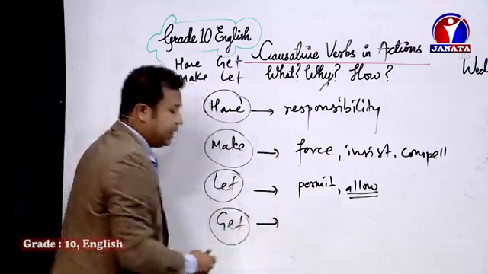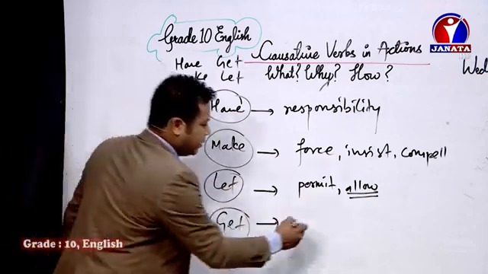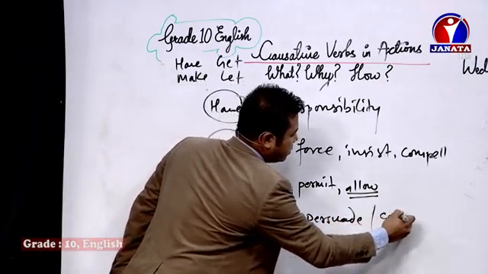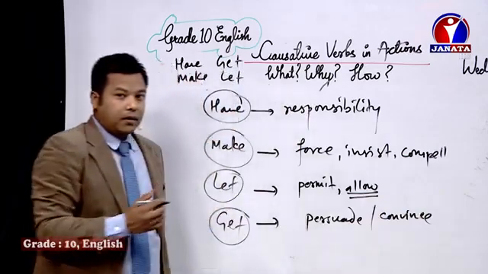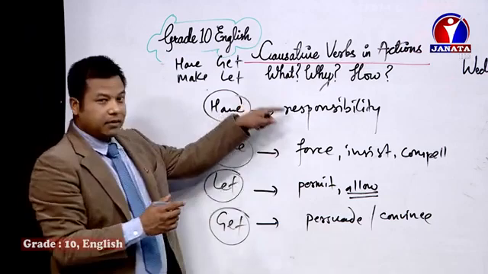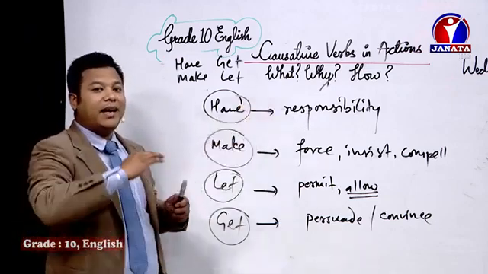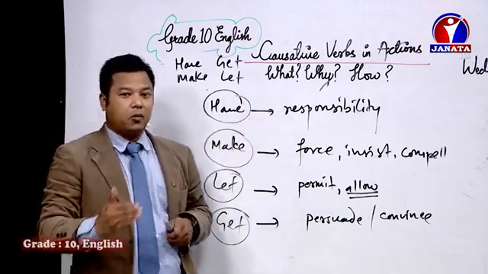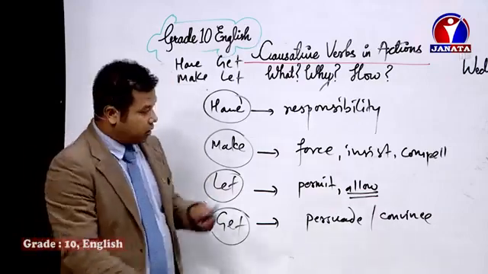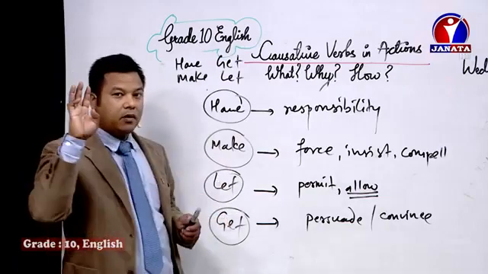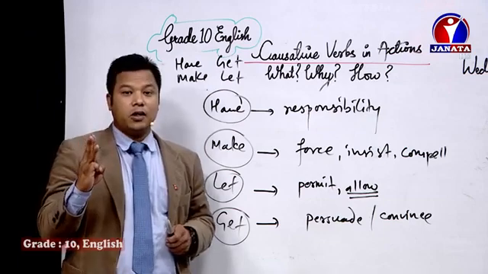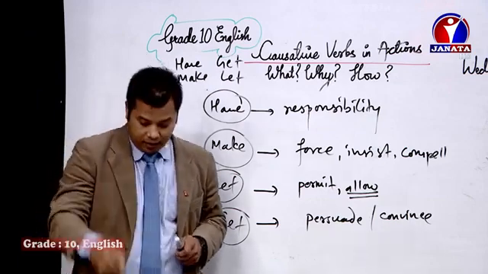Now, what about get? Get is a little interesting. It is to persuade or convince someone. If you have got the idea of these, then you can move on with any sorts of causative examples, which we're going to play one after another now. So remember these 4 concepts and remember those 3 figures. That will be complete knowledge for you to enjoy causative verbs.